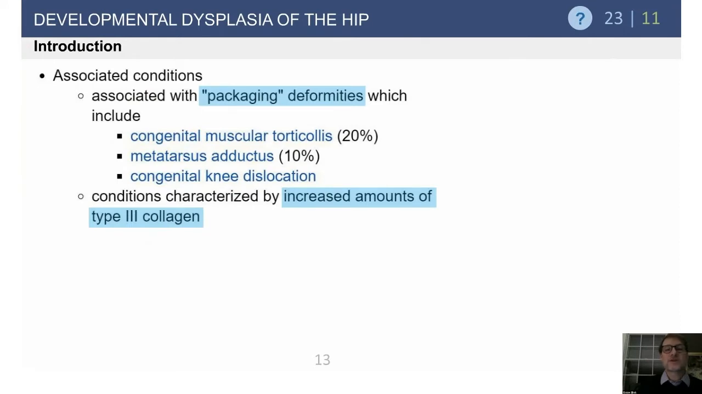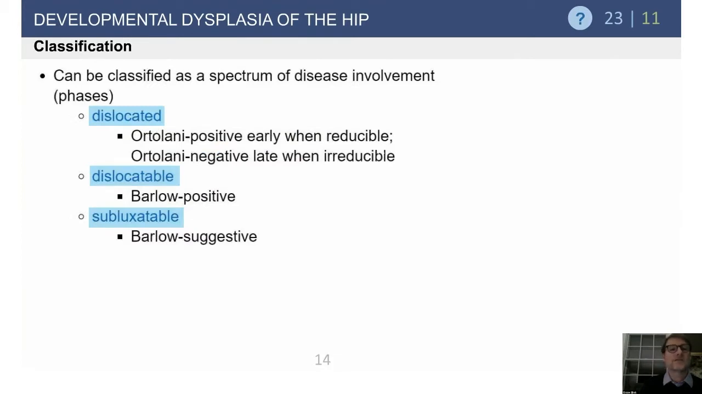Associated conditions are congenital torticollis, metatarsus adductus, or knee dislocation. Anything where the child is squeezed in the uterus is what's called a packaging problem, so the hip isn't free to move around and form normally. Also, it can be seen in conditions with increased amounts of type 3 collagen. Again, it's a spectrum of disease.